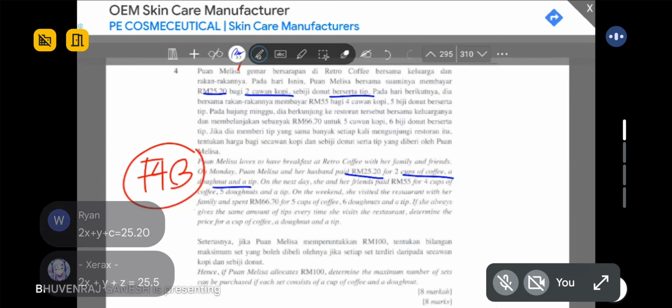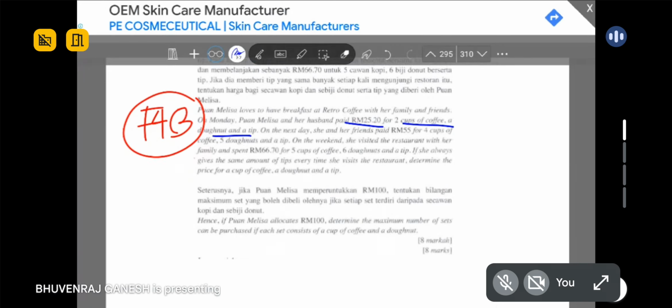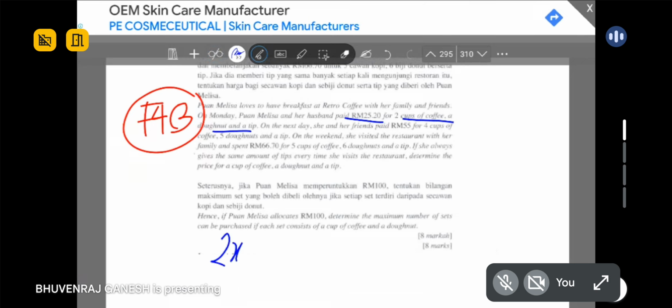2x plus y. Ryan, I think you mean z, right? If not mistaken. Okay, it should be z. So that more accurate. Yeah, 2x plus y plus z. So that we follow the pattern. If you use A, B, then you use C. Follow the alphabet. So first equation, 2x plus y plus z equal to 25.20.